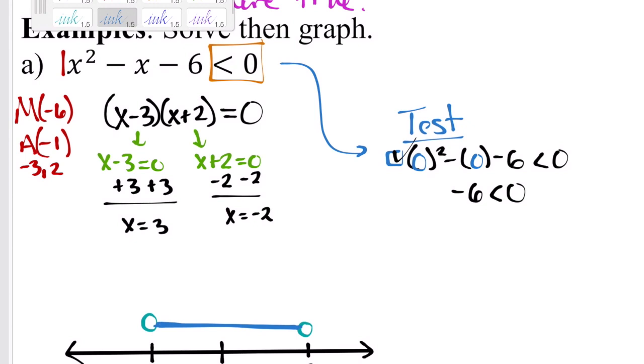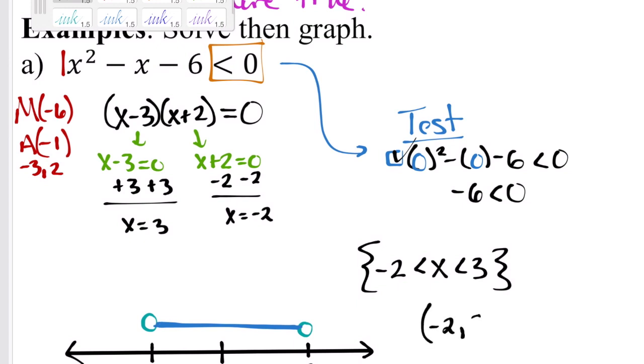So where it's true is where my line is going to go. So that means that my solution is where x is greater than -2 and less than 3. So all those numbers in between. We also did our interval notation before. So we would have -2, 3 in parentheses if we wanted to do interval notation. I personally like the inequality one a little bit more because interval notation looks like an ordered pair, and that's not what we're looking at here.